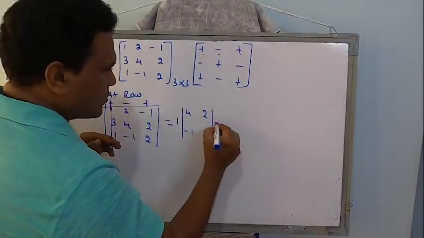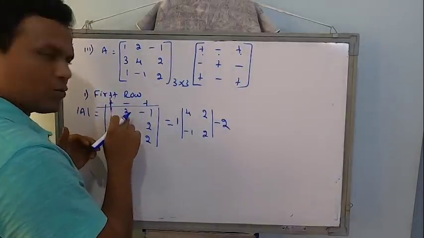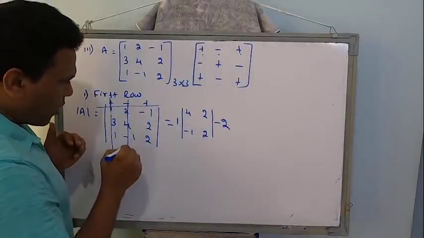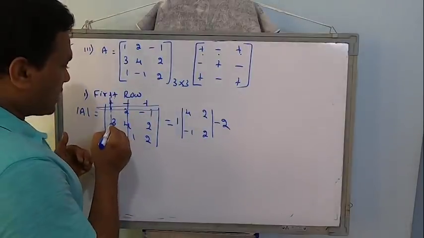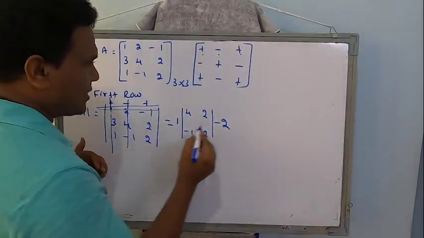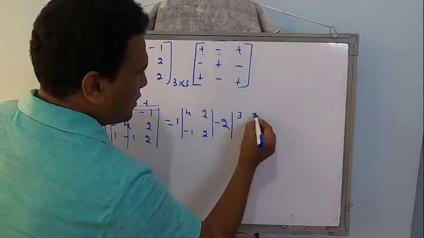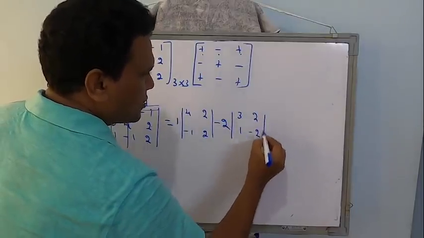The next element starts with minus 2. Minus 2. Again the same thing. Block the column and row in which that element is present. What are the remaining elements? 3, 2, 1, minus 2. Correct, right? So determinant 3, 2, 1, minus 2.